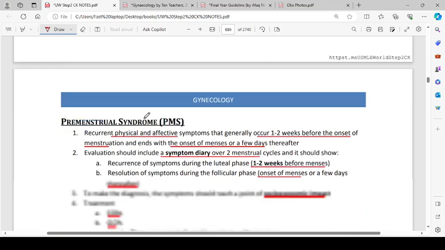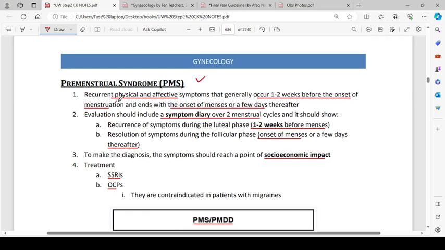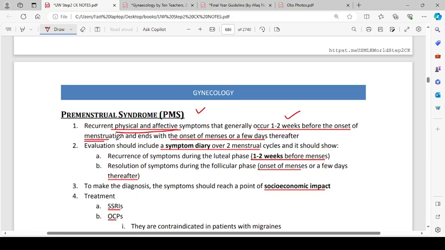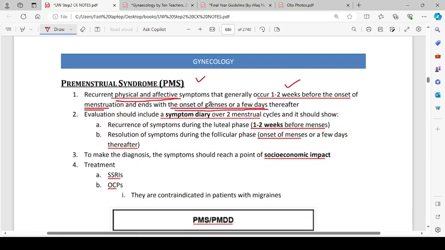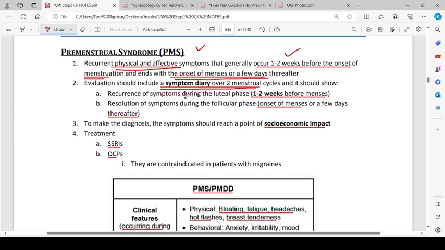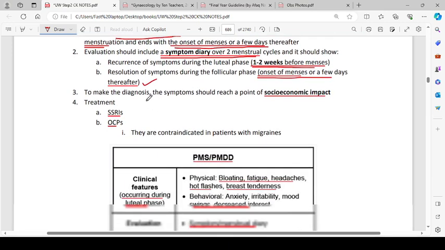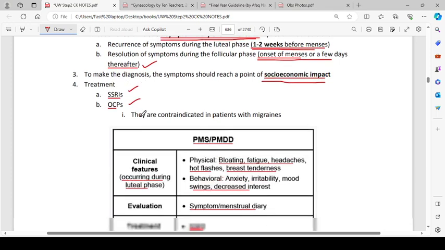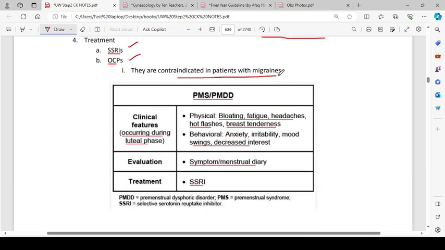Okay. Then premenstrual syndrome. Recurrent physical and affective, which are mood, symptoms that generally occur 1 to 2 weeks before the onset of menstruation and end with the onset of menses or a few days thereafter. Evaluation should include a symptom diary over 2 menstrual cycles, and it should show recurrence of symptoms during the luteal phase 1 to 2 weeks before menses, and resolution of symptoms during the follicular phase, onset of menses or a few days thereafter. To make the diagnosis, the symptoms should reach a point of socio-economic impact. Treatment is SSRIs and oral contraceptive pills. They are contraindicated in patients with migraines.